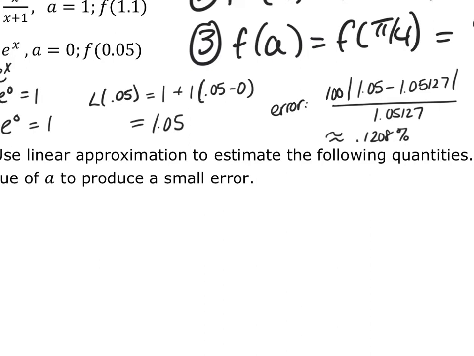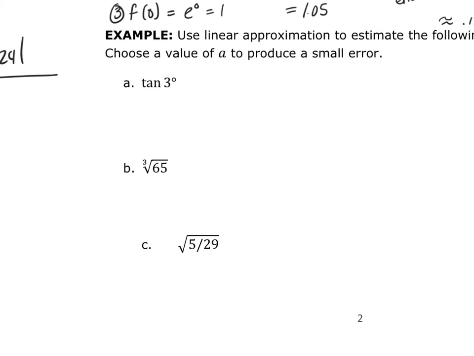Is that okay? Now on the next ones, we're going to do the same kind of thing, but we have to choose our a value. I'm going to choose an a value of something I know with no work. So the tangent of 3%. Do you think I'm going to use pi over 4? What do you think I'm going to use that's close to that I know? 0. So for this one, I'm going to use a equal to 0.